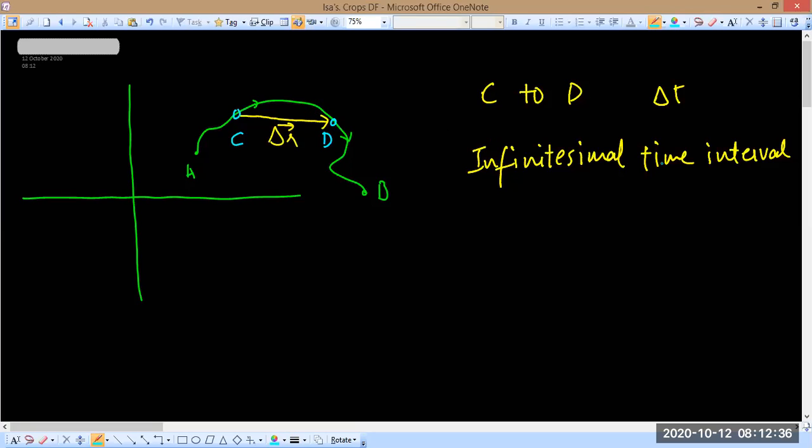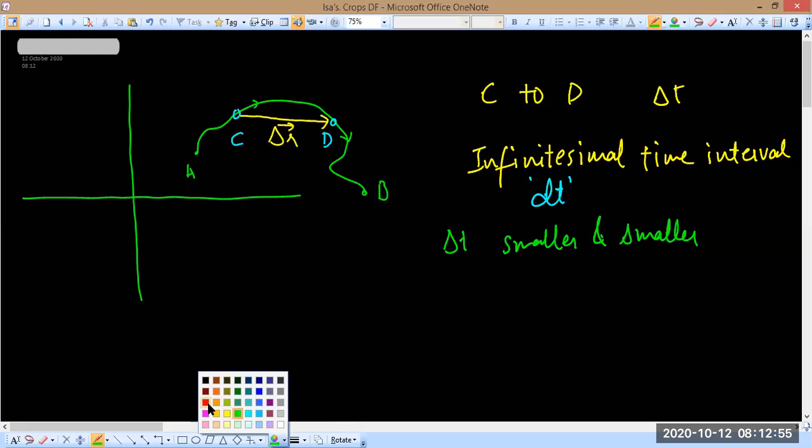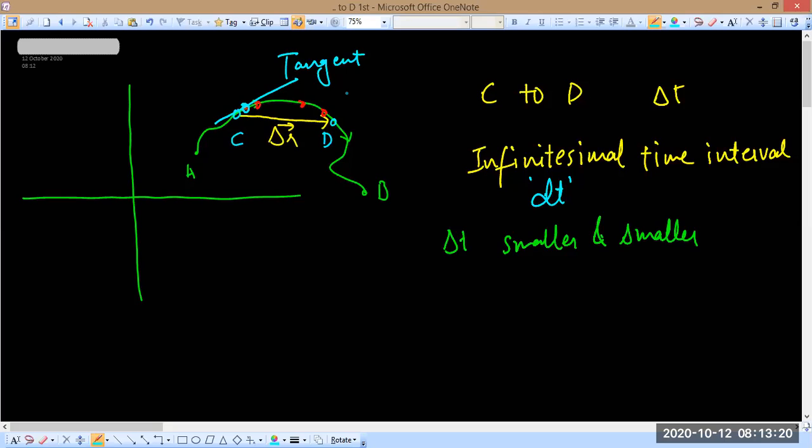If you take an infinitesimal time interval dt, then the two points are not going to be very far. Basically, as you make delta t smaller and smaller, I am sure all of you remember that animation, this point D will come very close to this point. So finally, if I join the two points, let's say this is C and here is a very close point, then that line is going to be a tangent.